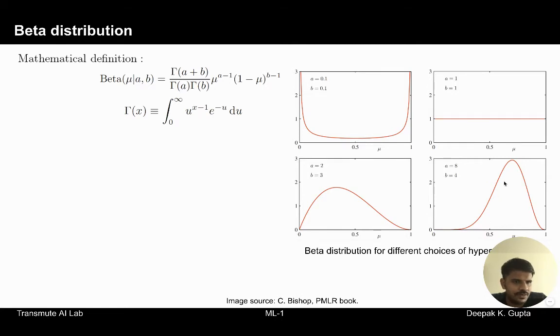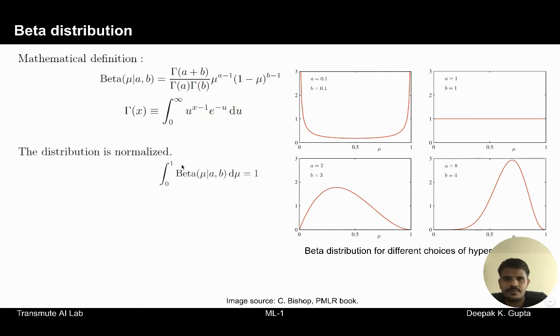So if we choose a prior where a is greater than b, we see that it is towards 1. And if we have a higher value of b, then 1 minus mu is given more weight. So we tend to shift towards x equal to 0, where the random variable is basically 0. So this is the beta distribution that we were talking about.